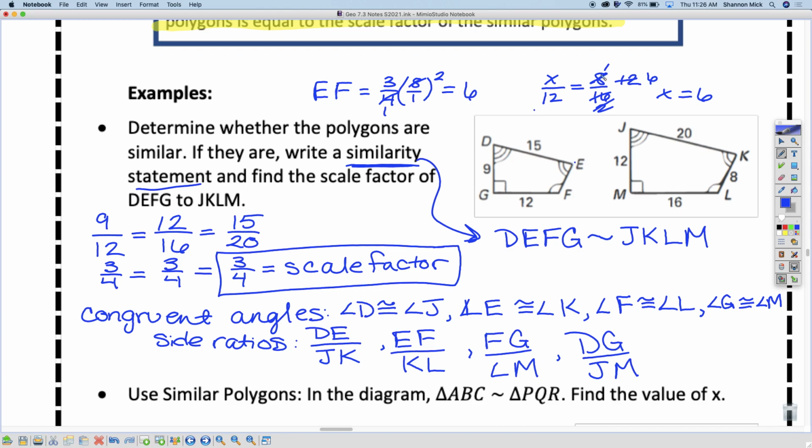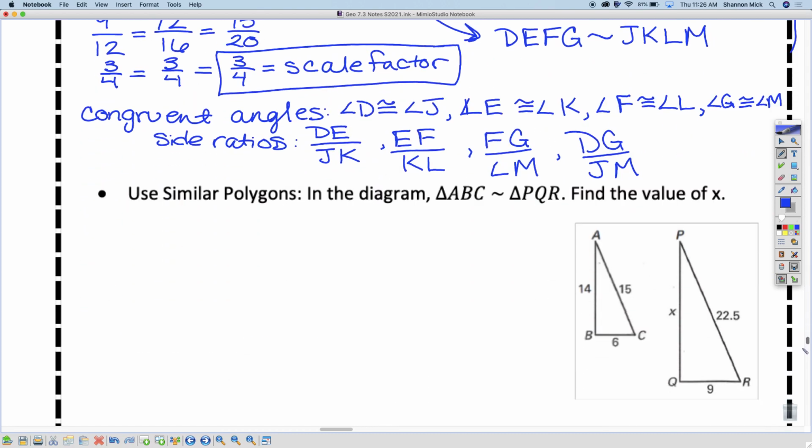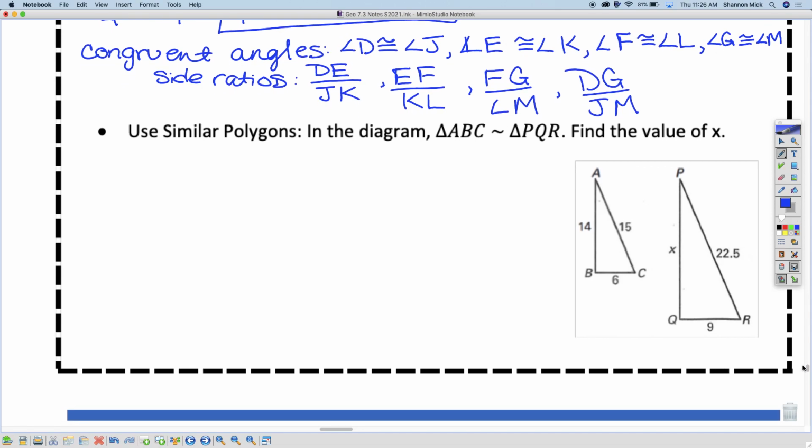I put 8 into 8. 8 into 16 was 2. 2 into 12, 6. Okay. I couldn't read it. I thought you were talking about the picture. Is the picture too small? Okay. So use similar polygons.